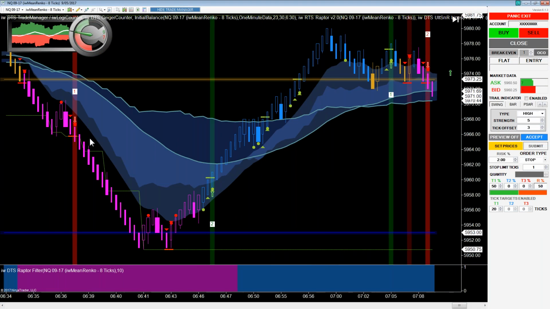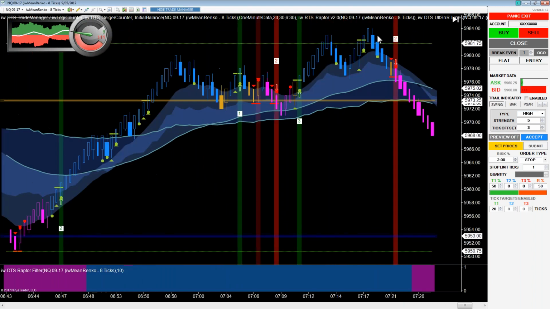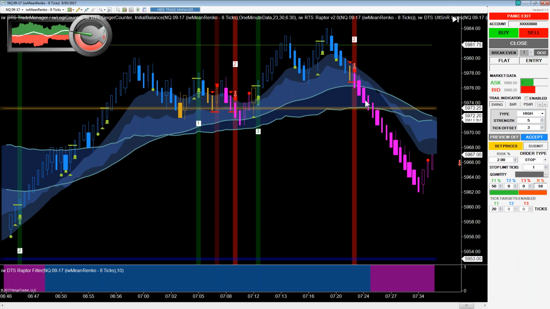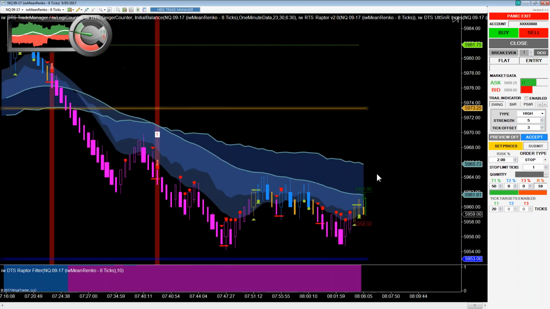So out of the open, I would not have had that short signal, that number 1 signal. But I would have had this number 2 signal. That worked out very well. I would have had this number 3 signal. That worked out to its profit objective anyways. I would have ignored the sell signal, and now I would be looking for another buying opportunity.